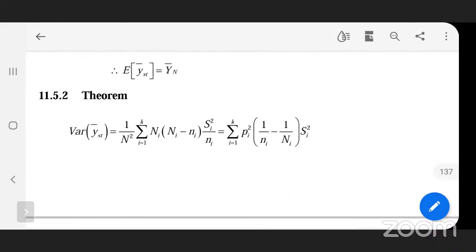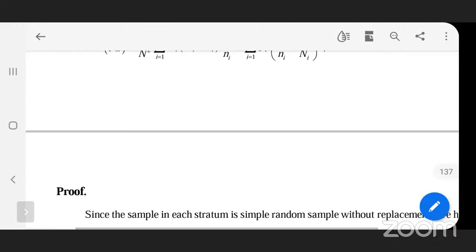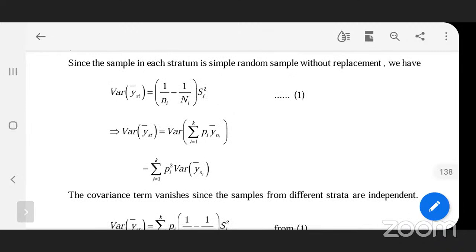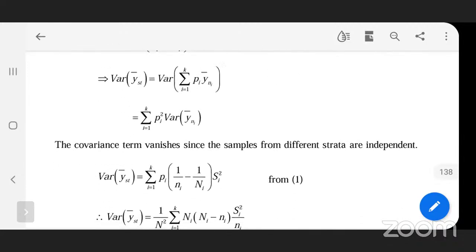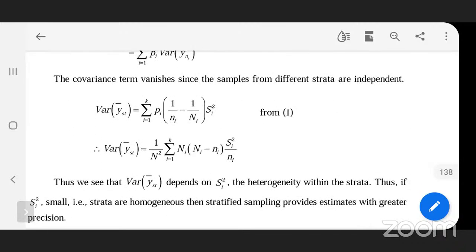So it is a theorem where variance of ȳst equal to 1 by N square into summation i equal to 1 to K, Ni into Ni minus ni into Si square by ni. In the proof, variance of ȳi equal to 1 by ni minus 1 by Ni into Si square. Variance of ȳst equal to variance of the summation Pi into ȳi, so summation of Pi square into variance of ȳi. So that variance of ȳst equal to summation i equal to 1 to K, Pi square into 1 by ni minus 1 by Ni into Si square.